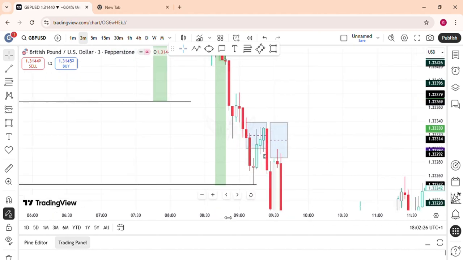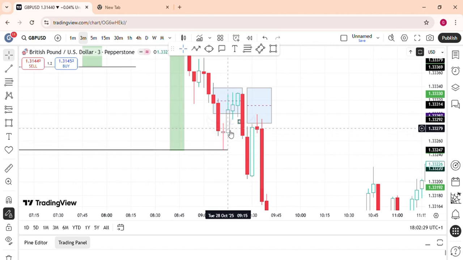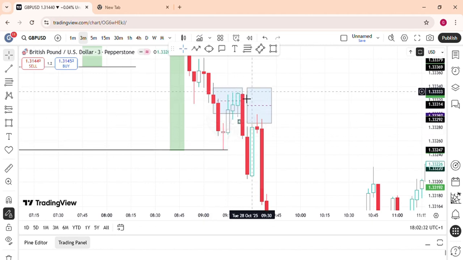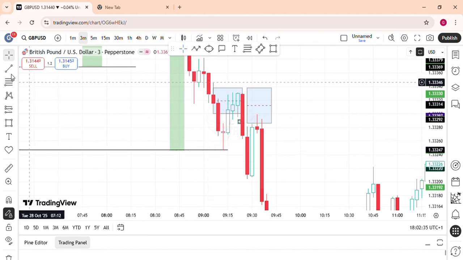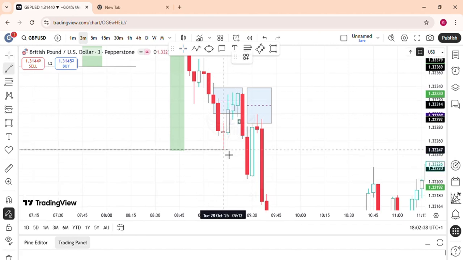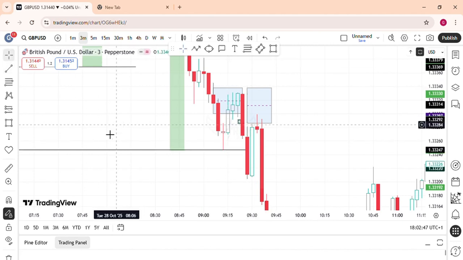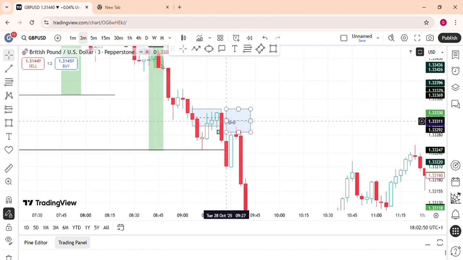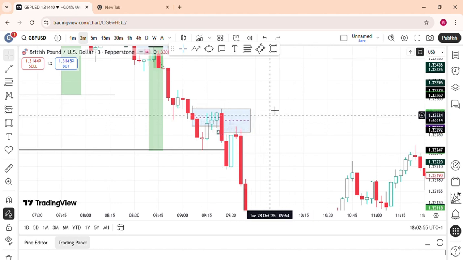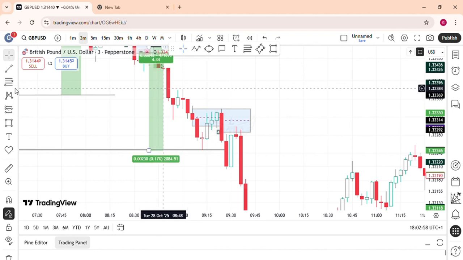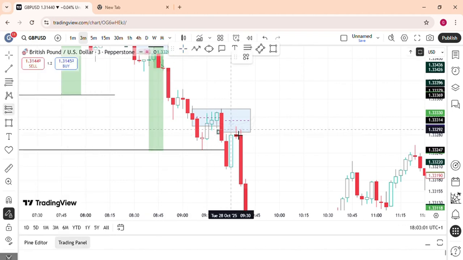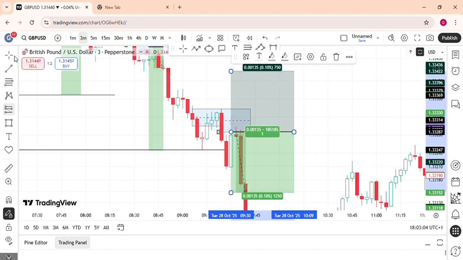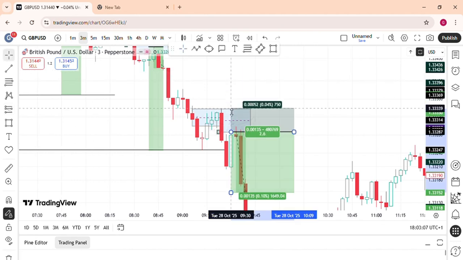After this supply area, market tapped into it and broke below this previous low right here, giving us a break of market structure, like so. And this fair value gap right here, we have a fair value gap here, and this would be our entry for our bearish position. So we have, like so, at this fair value gap, and at the top of this high would be our stop loss.